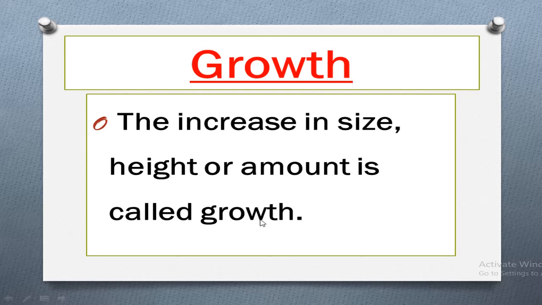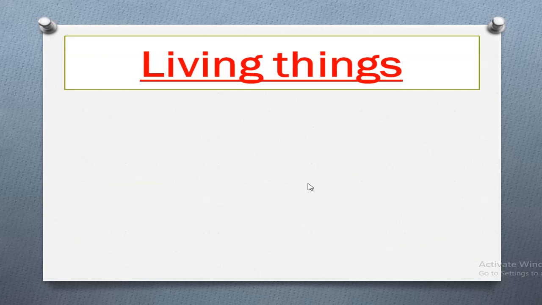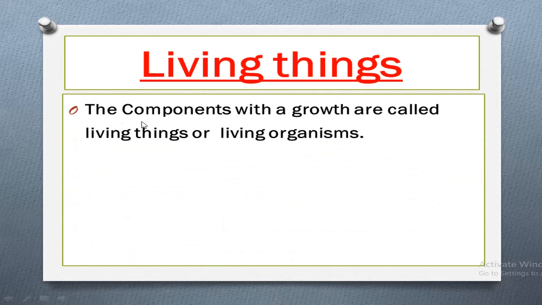By using the meaning of growth, now we can divide things into living things and non-living things. Let's learn about what living things are. Living things mean the components with a growth are called living things or living organisms.